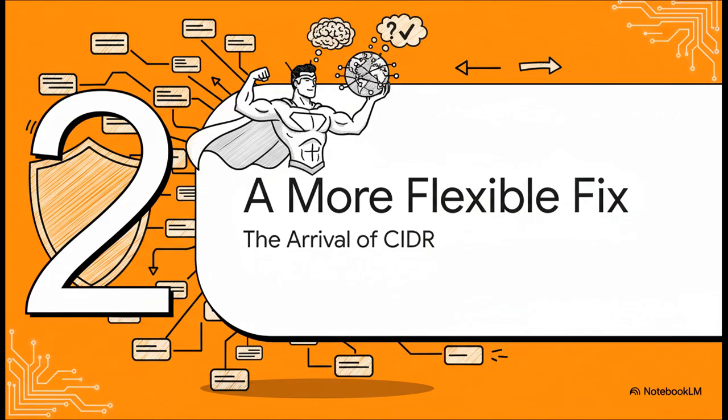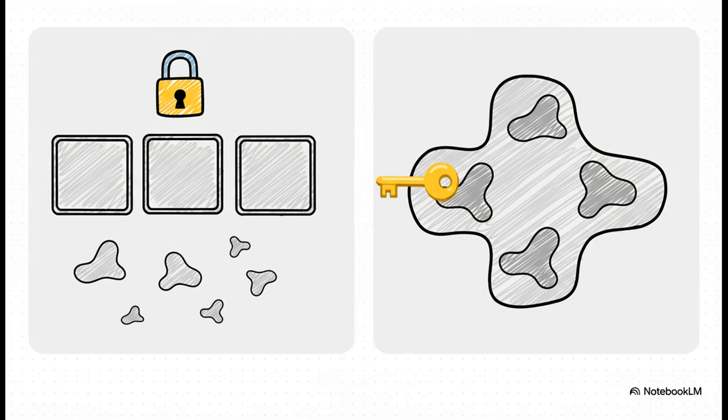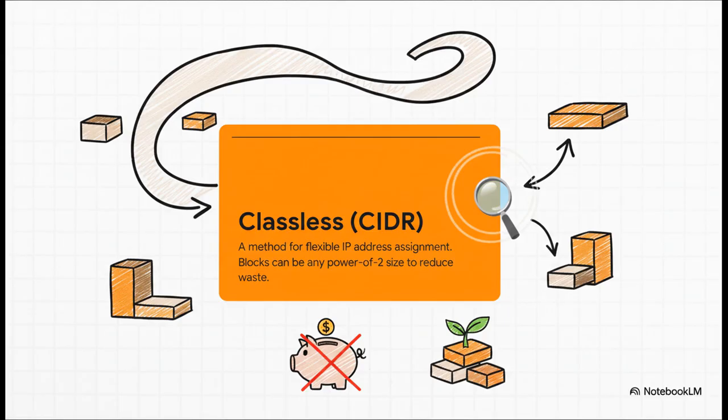Okay, so clearly the system was broken. A change was desperately needed. And thankfully, that change came in the form of a much more flexible, much more intelligent system that basically became the hero of our story. This slide lays it out perfectly. On the left, you've got the old, rigid system with its three sizes, and on the right, the new solution. Instead of being locked into those three choices, organizations could now get an address block of practically any size they actually needed. This solution is called Classless Inter-domain Routing, or CIDR for short.